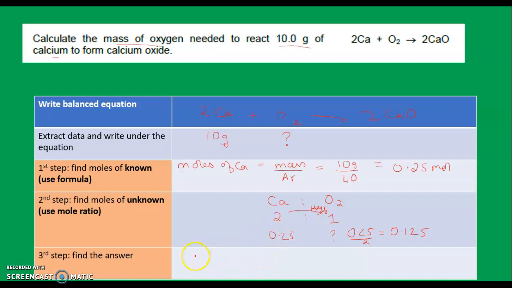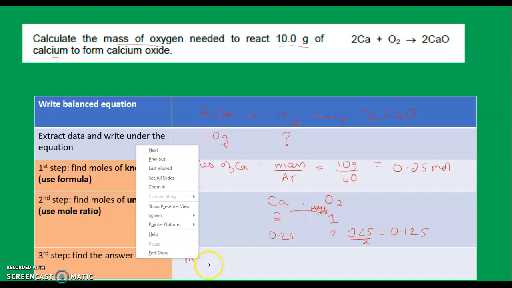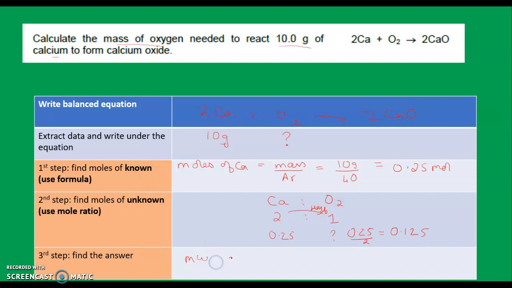And therefore, you come to the last step, find the answer. Answer is equal to, what is the question asking you to find? The question is asking you to find the mass of oxygen. So mass of oxygen is equal to moles times Mr, 0.125 times 32. That is equal to 4 grams. So that's the answer for this question.